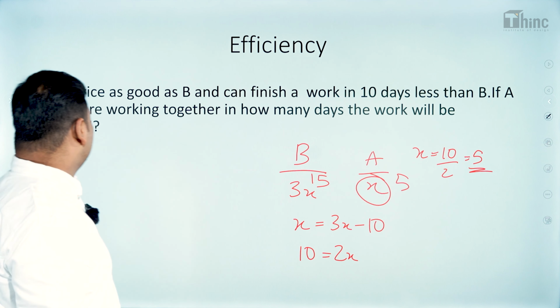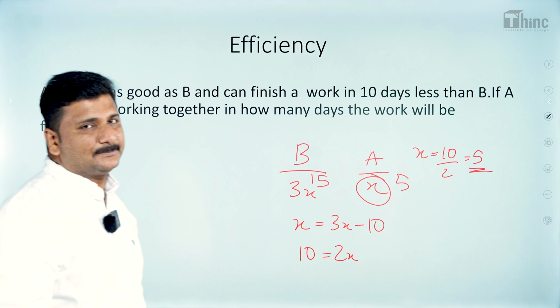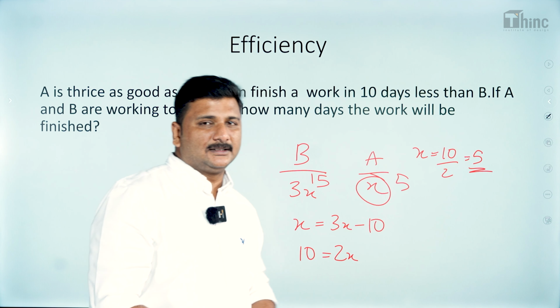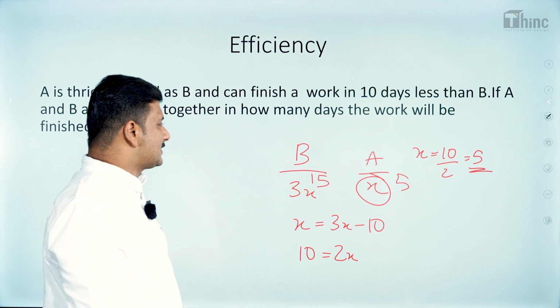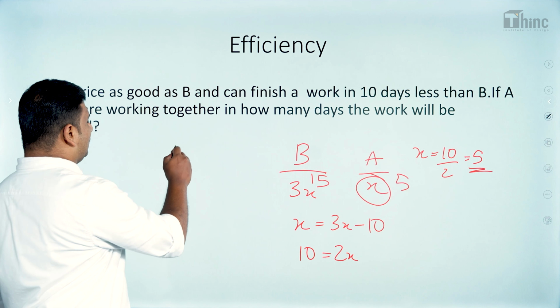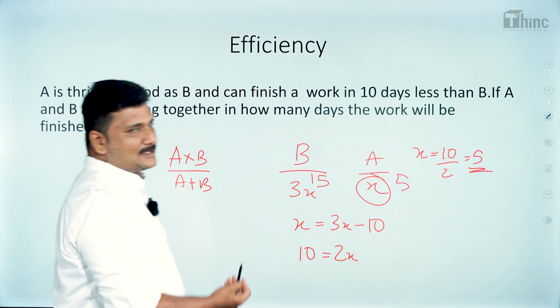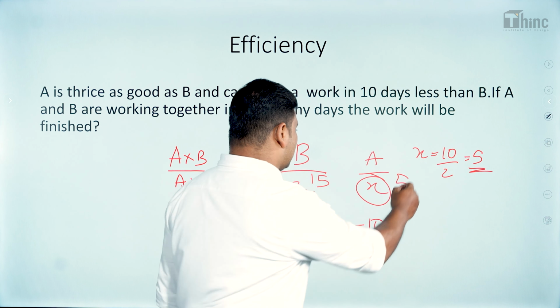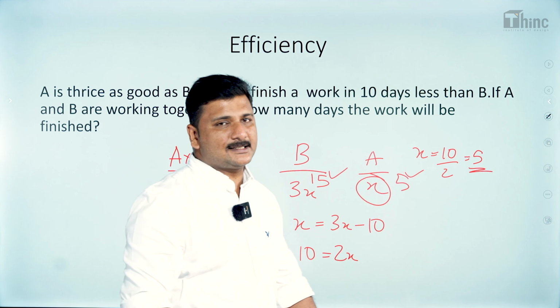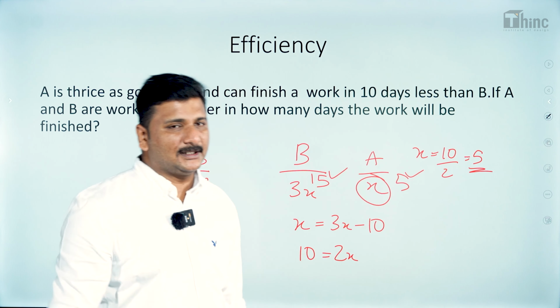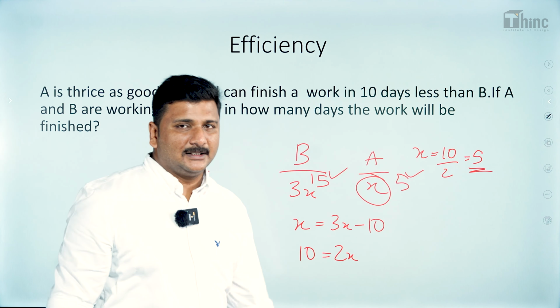Now what is the question? If A and B are working together, in how many days will the work be finished? So we'll use the direct formula, A into B by A plus B. Now it is a plain question. A can finish the work in 5 days, B can finish the work in 15 days. We'll directly use the formula A into B by A plus B.